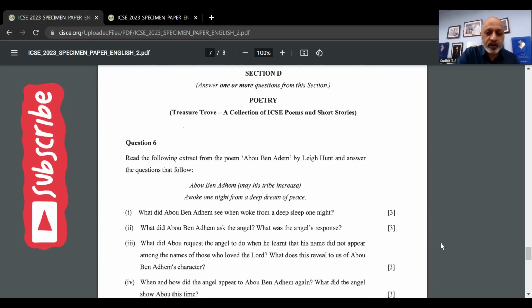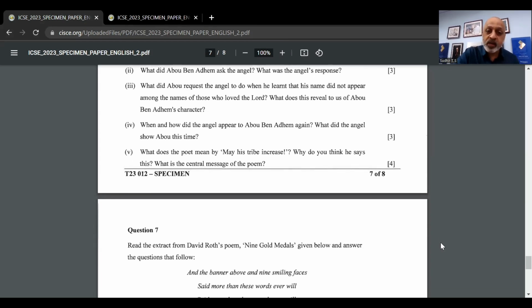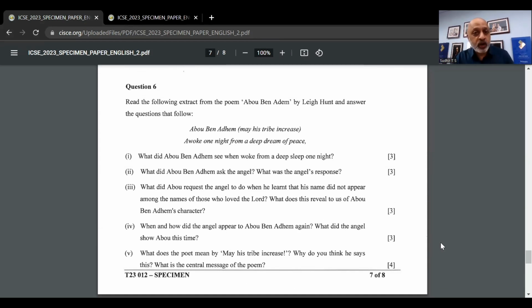Section D is about poetry. In the specimen paper, you have been asked From Above Ben Adam and 9 gold medals, and you have the other 3 about the Caged Bird, Patriot, and Daffodils. Okay, so this is as far as the English literature paper is concerned.